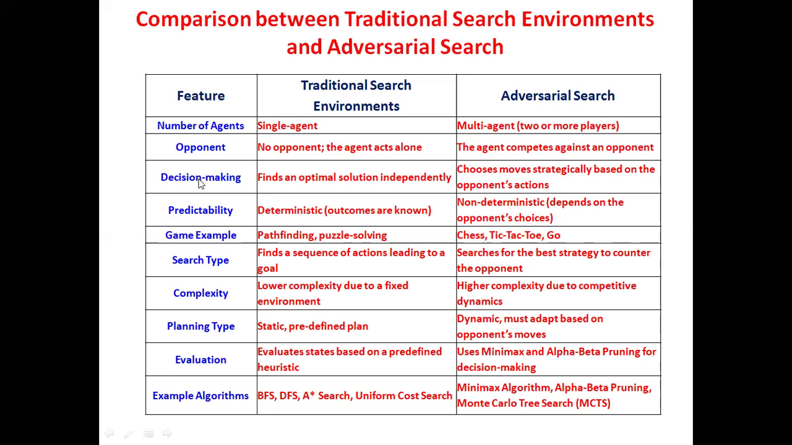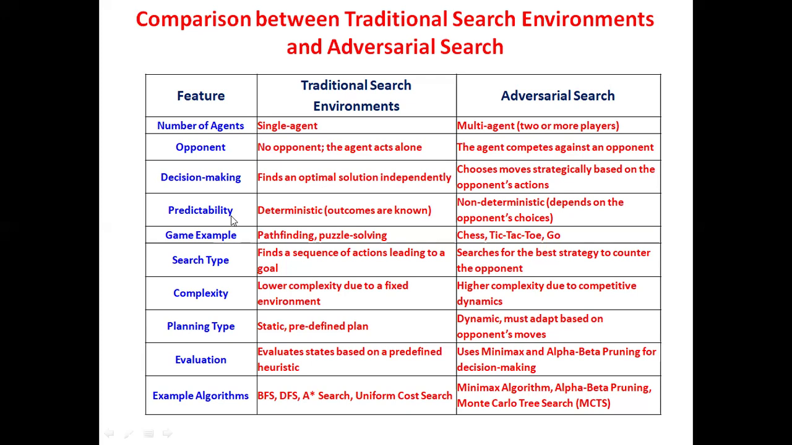Next, decision making. Traditional search algorithms aim to find an optimal solution independently by searching through possible states and selecting the best path to reach a goal. However, adversarial search requires strategic decision making, where the agent must predict and respond to the opponent's possible moves to maximize its chances of winning.